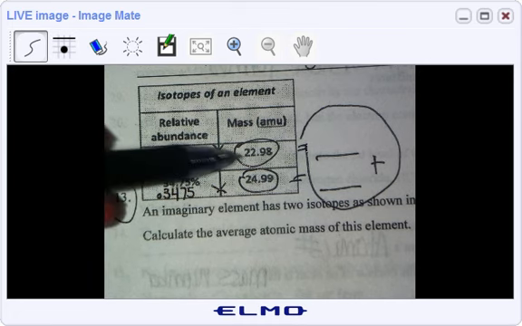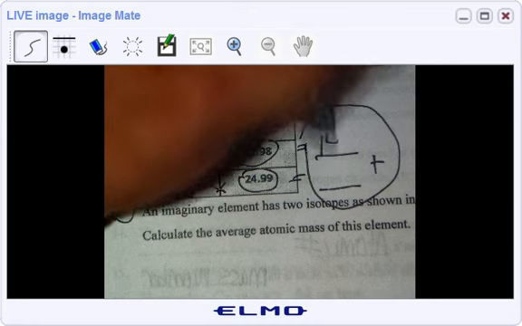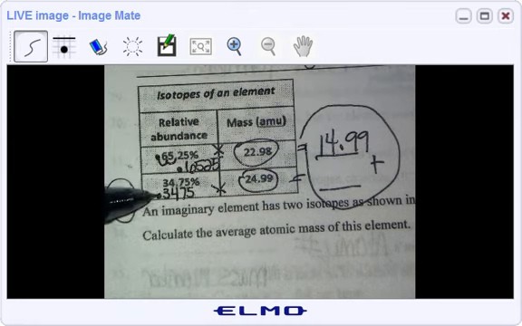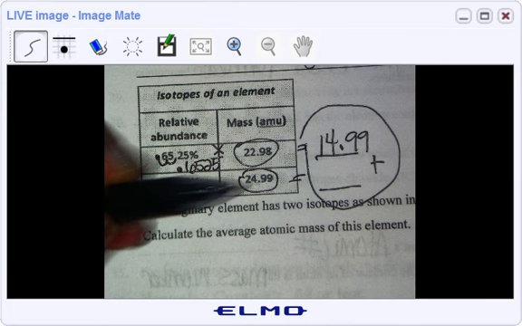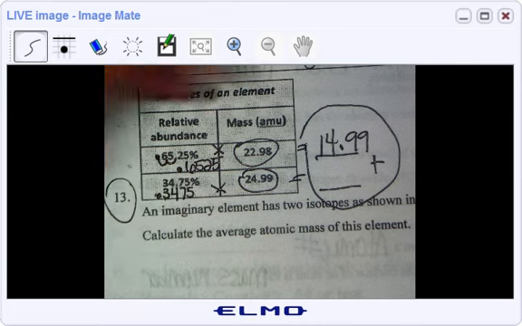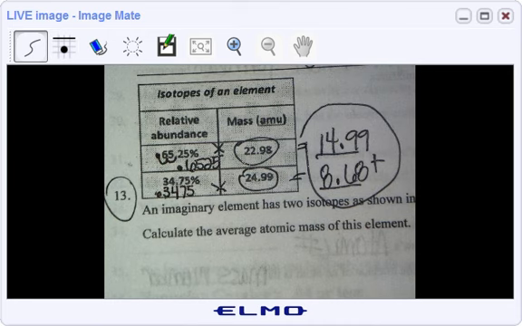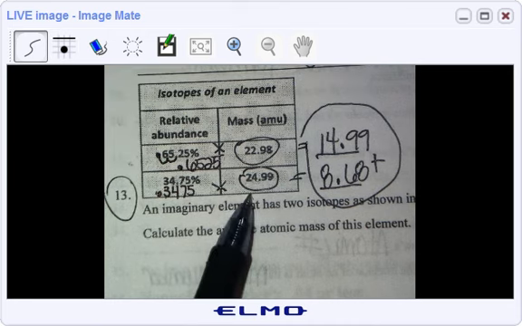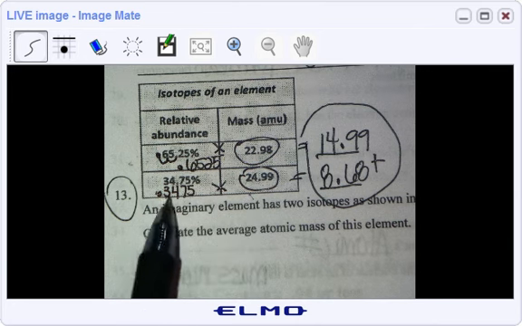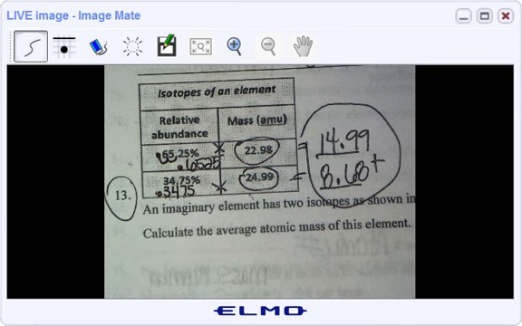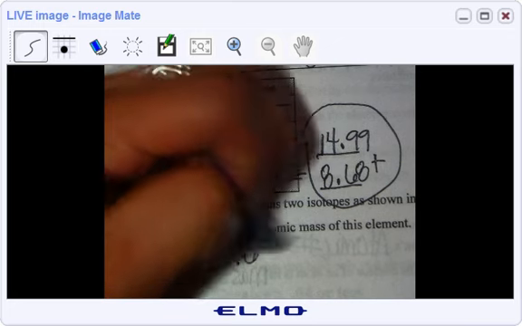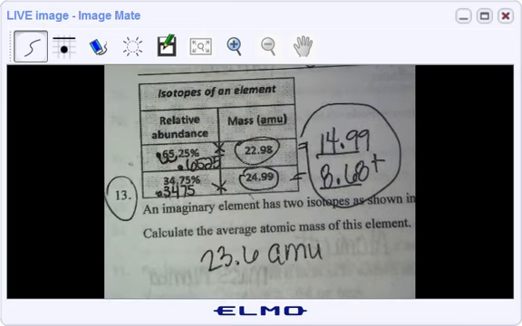0.6525 times 22.98 equals 14.99. 0.3475 times 24.99 is 8.68, and then I add them together. I don't change anything with the mass. The mass stays the way that it is. The only thing I change is the percent, and I change it into a decimal. You can either move the decimal over or divide by 100. By adding these two together, I get 23.6, and that's your final answer.